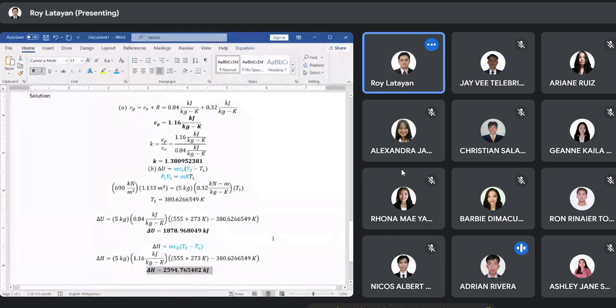Okay. Sir, mali po pala yung temperature T1 po. Mali yung T1. Opo. Okay. Mali pala. Kelvin. So lahat po ay mababago. Pa-compute na lang nitong delta U ulit.